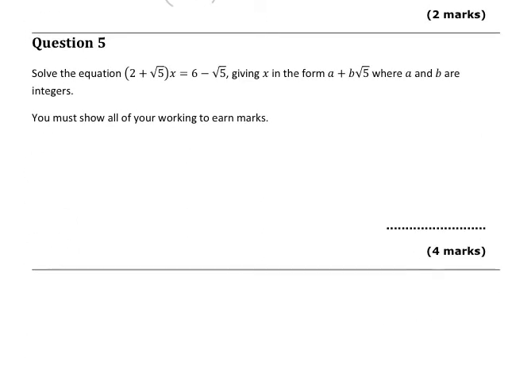Okay, question 5 now. First thing we do is divide by the coefficient of x. That thing in brackets in front of x, that's the coefficient. And we start by getting our fraction. Now we need to rationalise the denominator here.